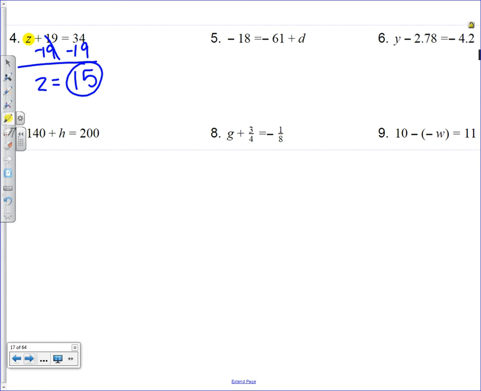This time I have a d as my variable. You know what? Why don't you guys try 5 and 6? Go ahead. You're going to isolate those variables.